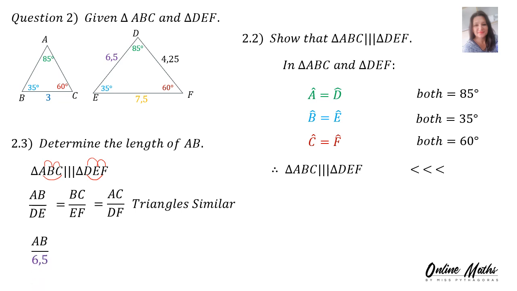Then AB over DE, which was given as 6,5, is equal to BC over EF. BC is 3 and EF is 7,5. And then to solve AB, we will simply multiply away the 6,5. Therefore, AB is 6,5 times 3 over 7,5 and the length is 2,6.